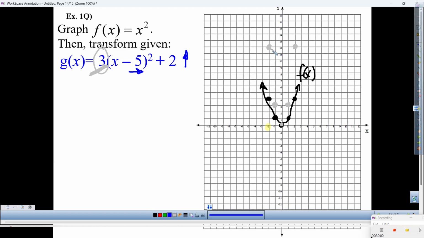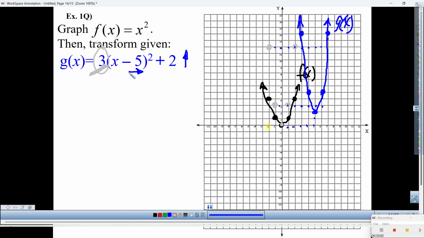So I'm going to start with these on the top. 1, 2, 3, 4, 5, 2 up. This one, 1, 2, 3, 4, 5, 2 up. These 2 right here, 1, 2, 3, 4, 5, 2 up. This one, 1, 2, 3, 4, 5, 2 up. And the vertex. 1, 2, 3, 4, 5, 2 up. And now we connect those points. And we label it g of x.